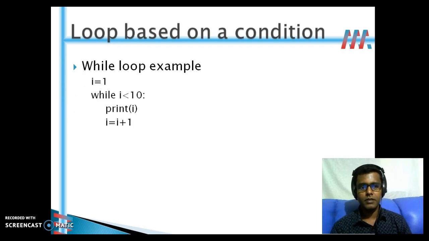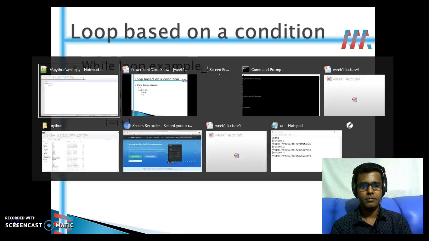Now this is a small example to illustrate the while loop. I is initialized to 1, then while I less than 10. I less than 10 is the condition. So until this condition is true, the print statement and then I equal to I plus 1, both statements are going to be executed. Once the condition becomes false, it will come out of the loop and stop printing the I value. Now let's try to run this program in the Python interpreter. Let's see what happens.